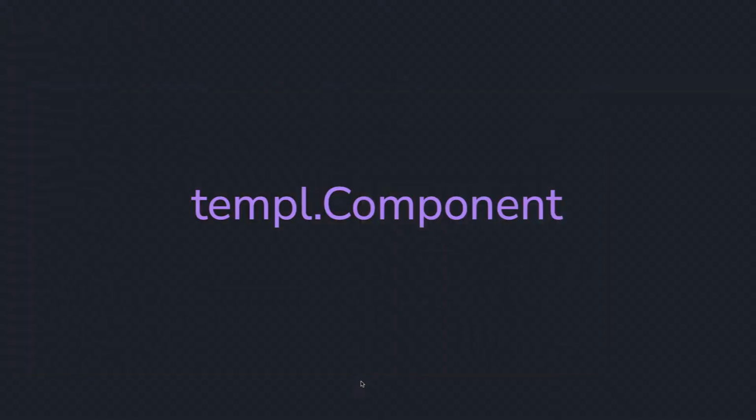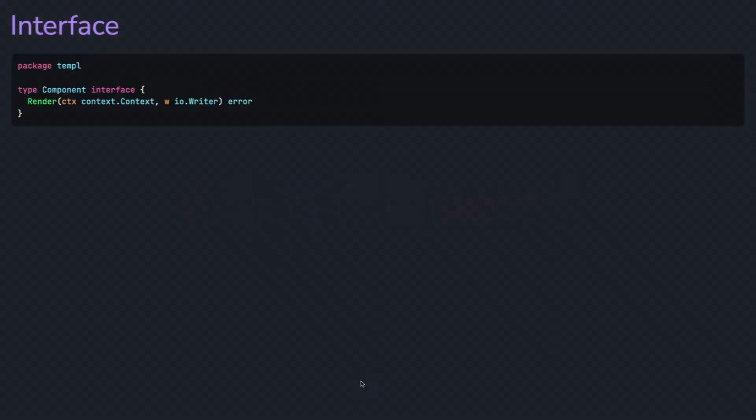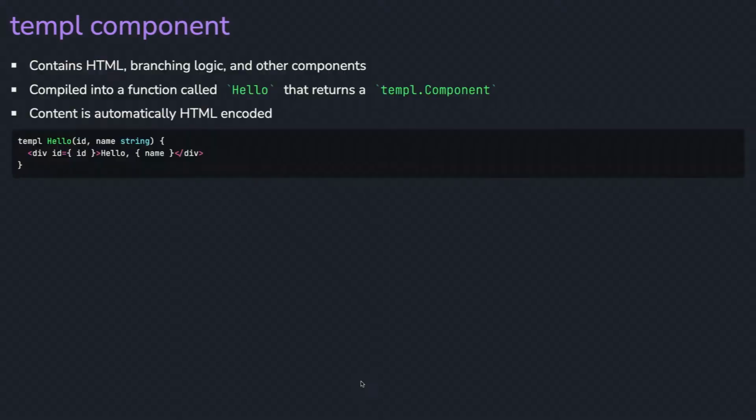So the center of Templ is this concept of the templ.Component interface. So in Go, when you define an interface, you can implement that interface implicitly. So anything that has a Render function on it that takes a context and a writer and returns an error, anything that has that function signature automatically implements templ.Component, and that makes it really useful for plugging in other components of the ecosystem, which we'll see in a second.